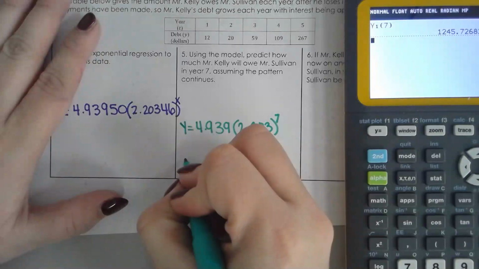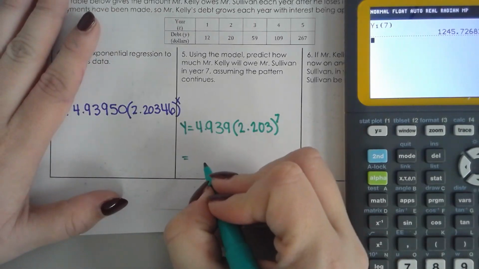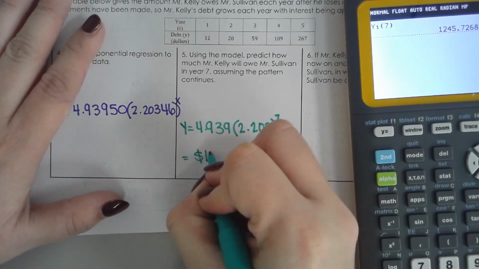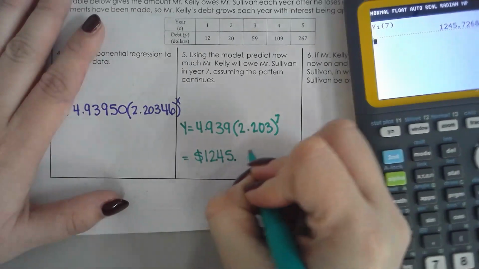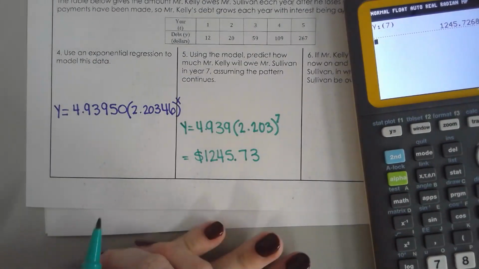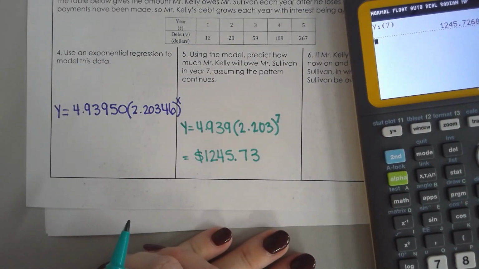And so this is an amount of money. Money is always 2 decimal places. So 1245.73. That's about how much money. Any questions on how I got that?